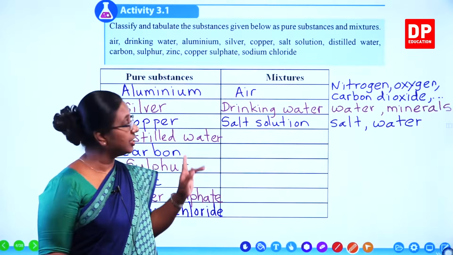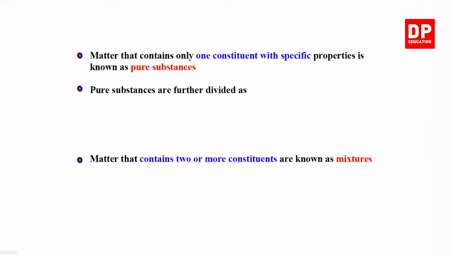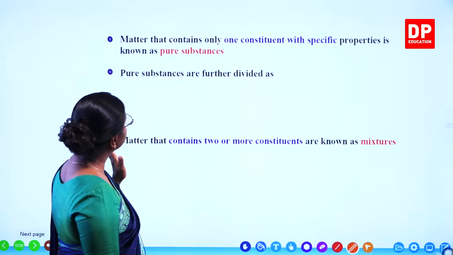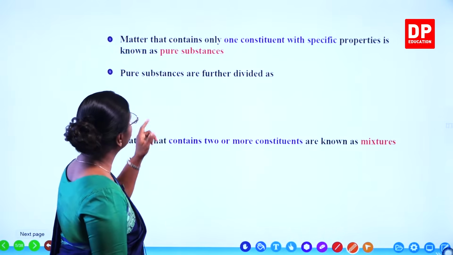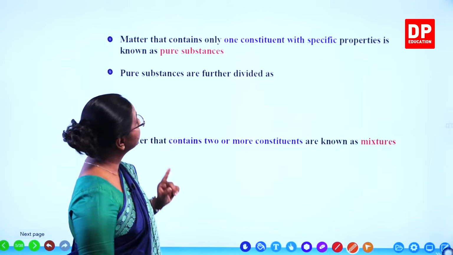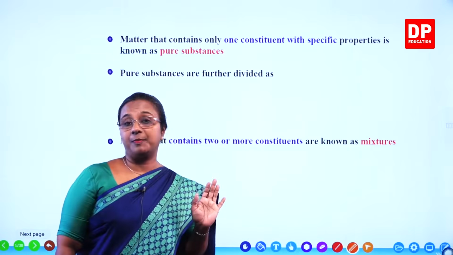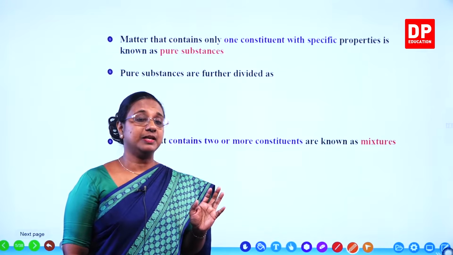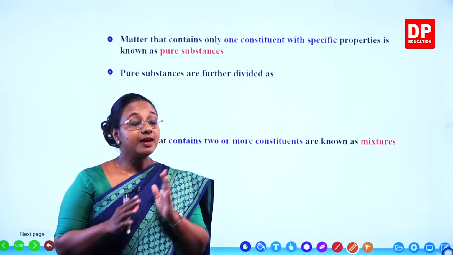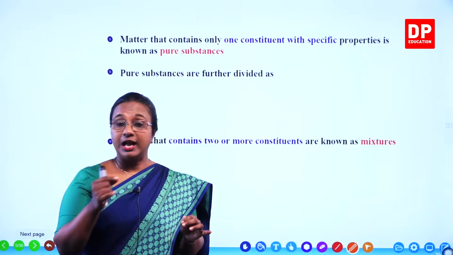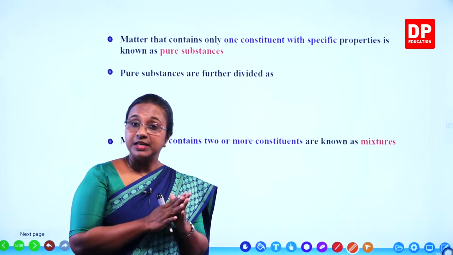So with that introduction, I will move on to the next slide, where we look at matter and the types. So matter that contains only one constituent with specific properties is known as pure substances. So I explain this one constituent. Then there is another thing, specific properties. What does this specific property mean? Now we said carbon is a pure substance. I said pencil lead. What are the properties? It is a solid, you can write with it, it's black in color, it has a shine. Those are all properties of carbon.